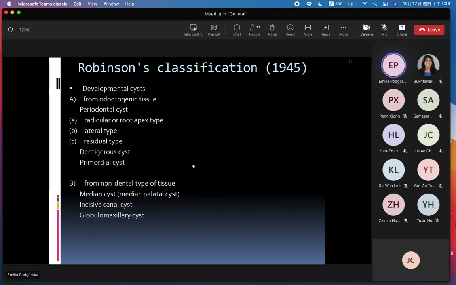We have periodontal cyst, dentigerous cyst, or primordial cyst, and different types of periodontal cyst. And they can derive not from dental structures. So we have median cyst, median palatal cyst, incisive canal cyst, or globulomaxillary cyst.